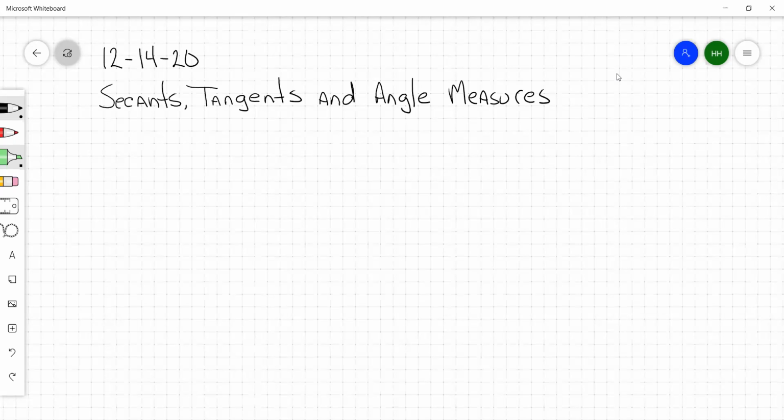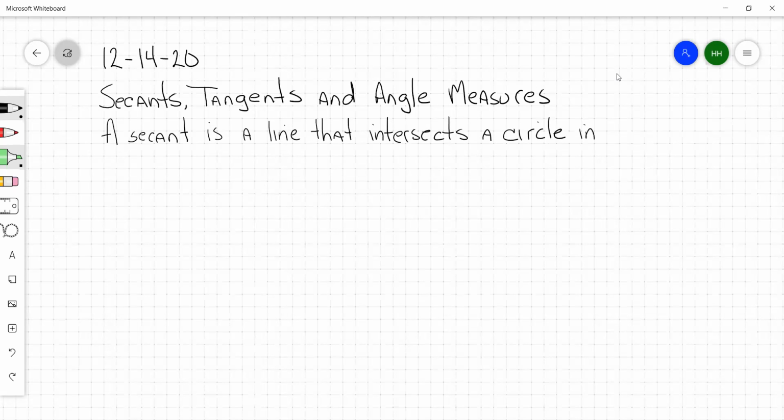All right, so let's define a secant. That's a line that intersects a circle in 2 points. A secant is a line that intersects a circle in 2 points.